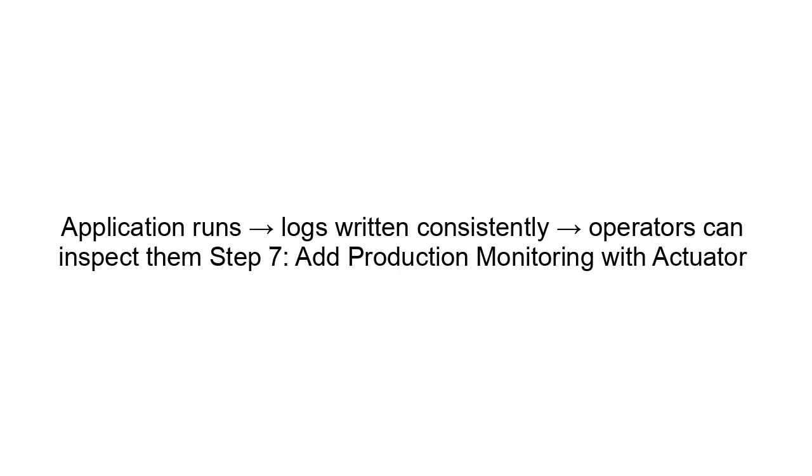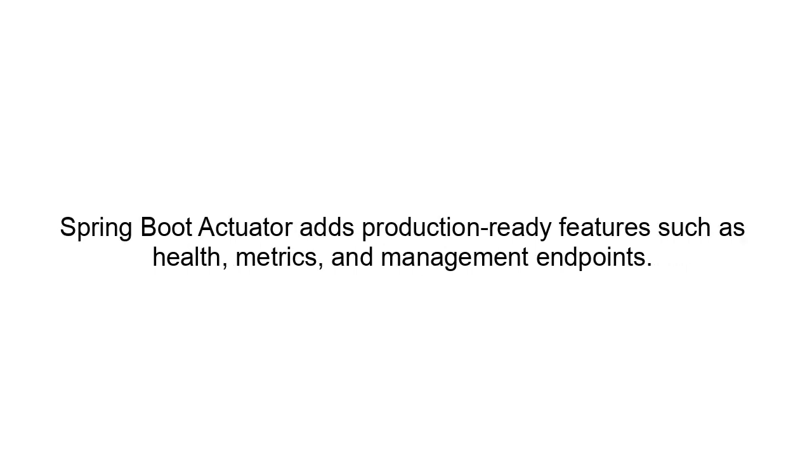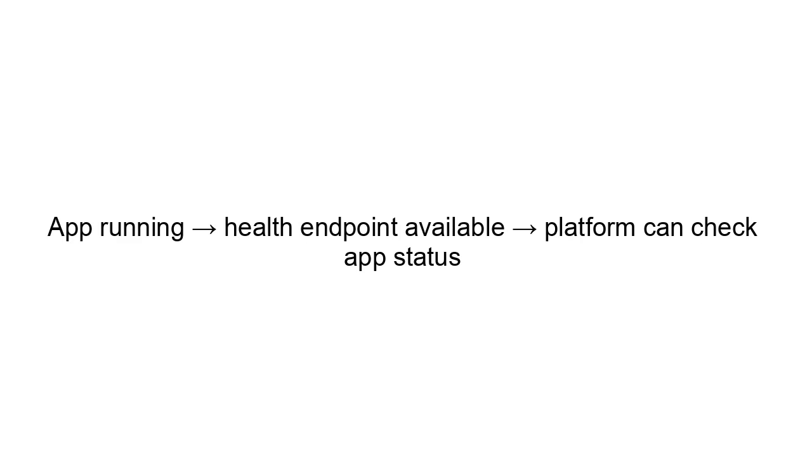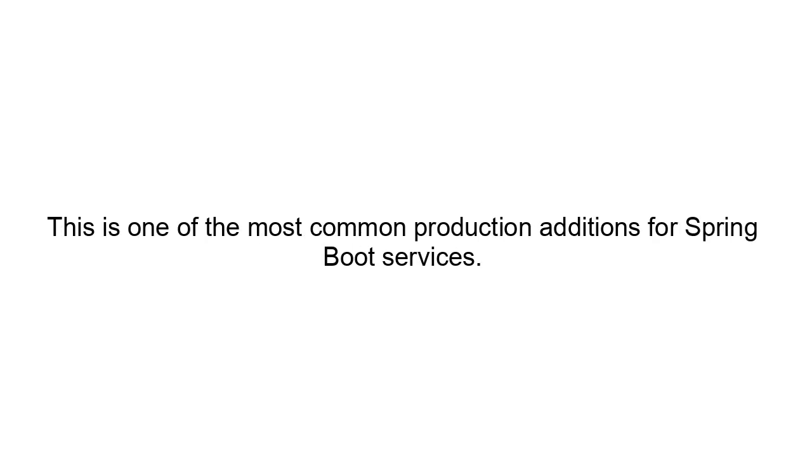Step 7. Add production monitoring with Actuator. Spring Boot Actuator adds production-ready features such as health, metrics, and management endpoints. Dependency: groupId org.springframework.boot, artifactId spring-boot-starter-actuator. Example configuration: management.endpoints.web.exposure.include=health,info,metrics and management.endpoint.health.show-details=when-authorized. Example concept: app running, health endpoint available, platform can check app status. This is one of the most common production additions for Spring Boot services.